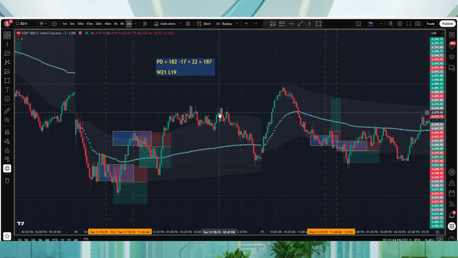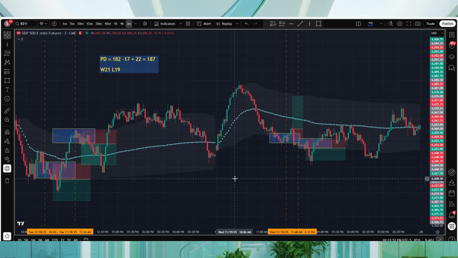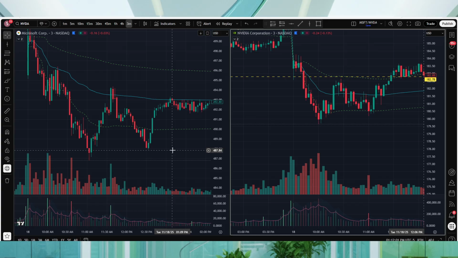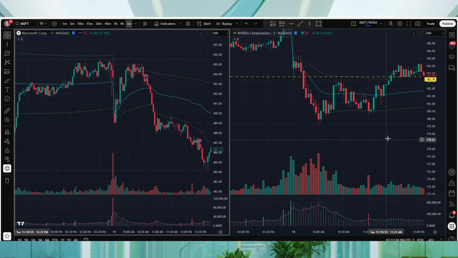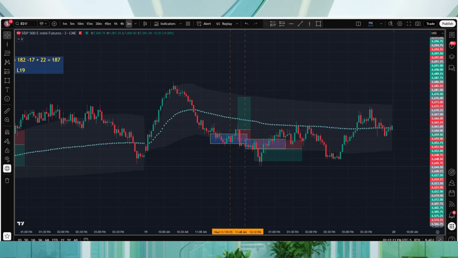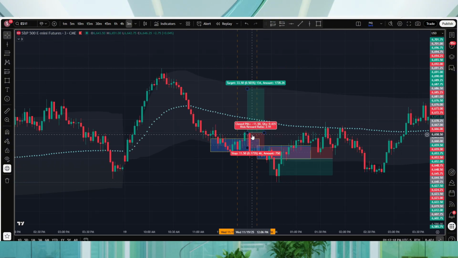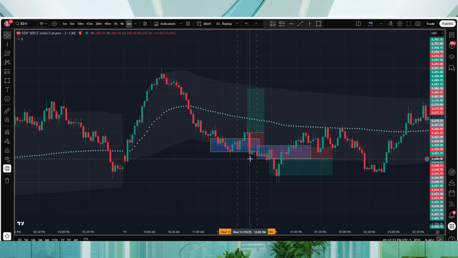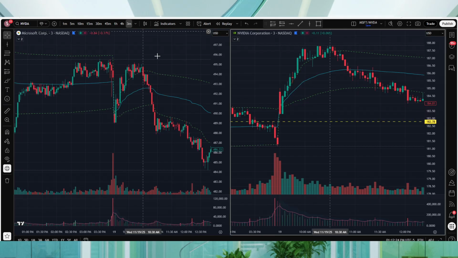Okay, we're at 40 trades. We'll do 10 more, and we'll have some good evidence here. 1148. So we have 1148. We got stopped out here, and then we have another trade here.